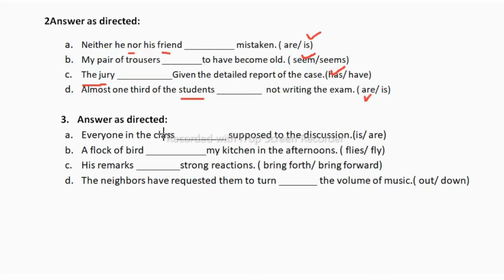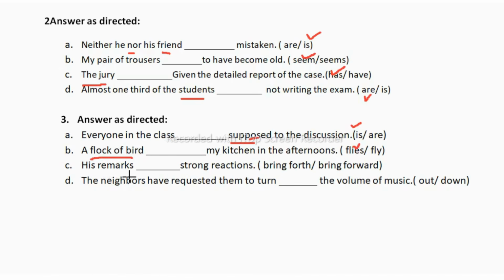Now next bit, answer as directed again. Everyone in the class dash supposed to the discussion. Everyone, each one, anybody and everybody: whatever you get, if this everyone is there, it is considered singular. If you get everybody or anybody, that is also considered singular, so you should take a singular verb, everyone is. A flock of bird dash my kitchen in the afternoon. Just now I told you a group is always a collective noun, so it is considered singular, so we should take a singular verb. So we should take flies: a flock of birds flies into my kitchen in the afternoon.